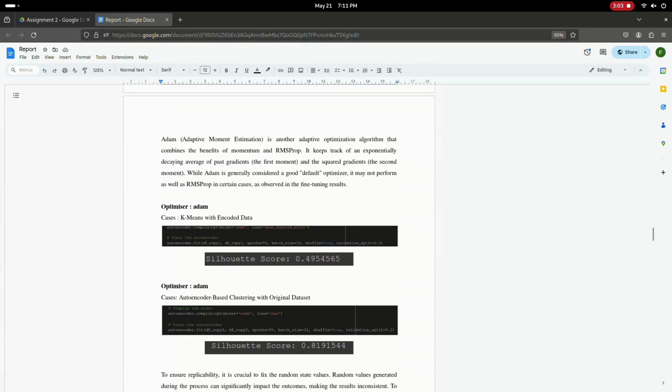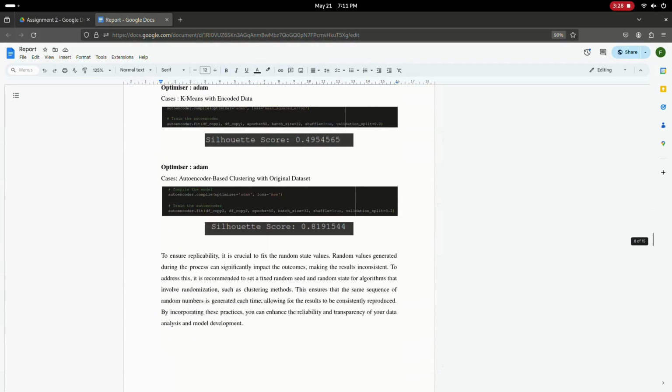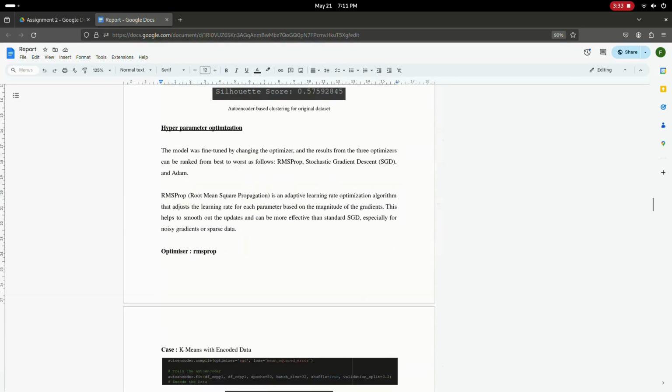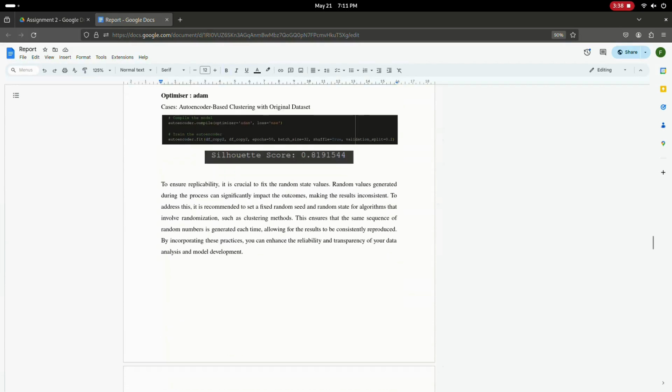And last but not least, the adaptive moment estimation, Adam, which is another optimization algorithm that combines the benefits of momentum and RMSprop. Comparing to the previous optimizers, we get Silhouette scores of 0.49 and 0.82, which is much lower than SGD. So from the hyperparameter optimization, we can safely conclude that RMSprop is the best optimizer in our case study.